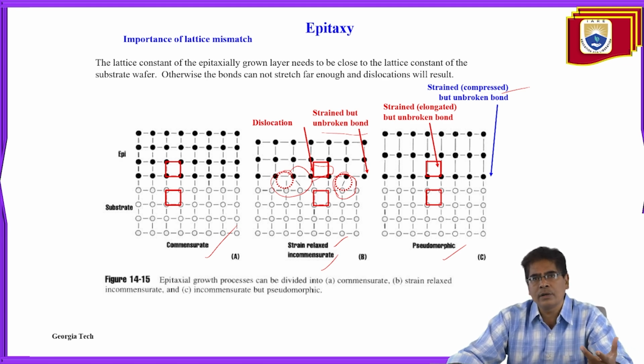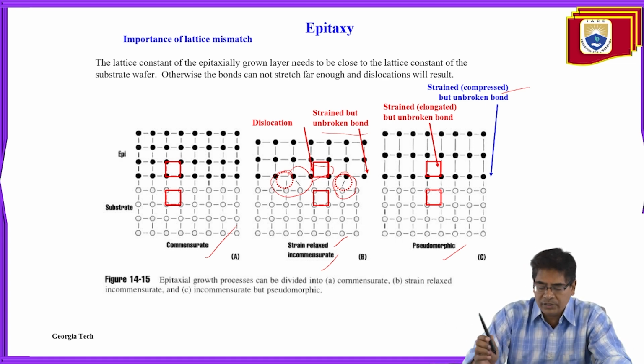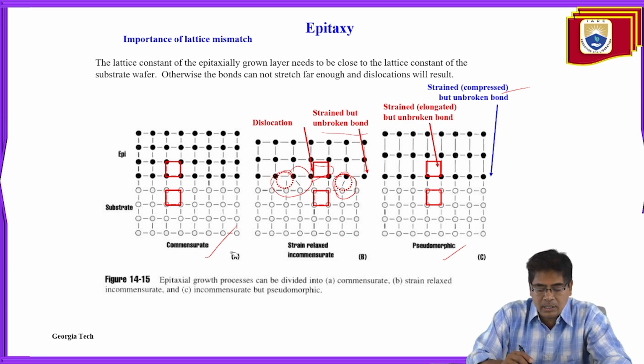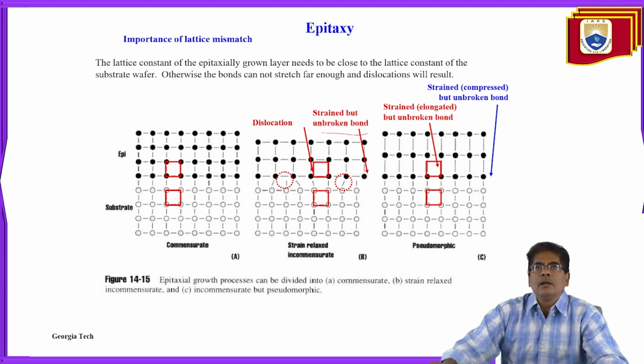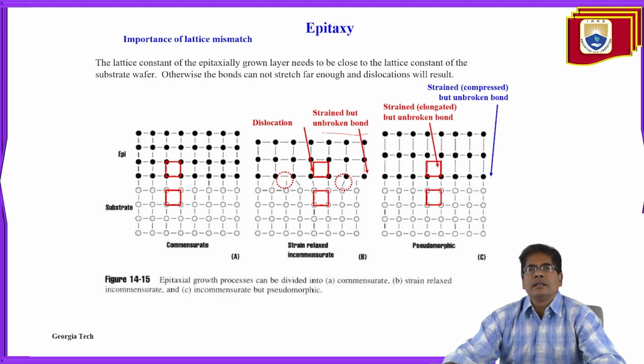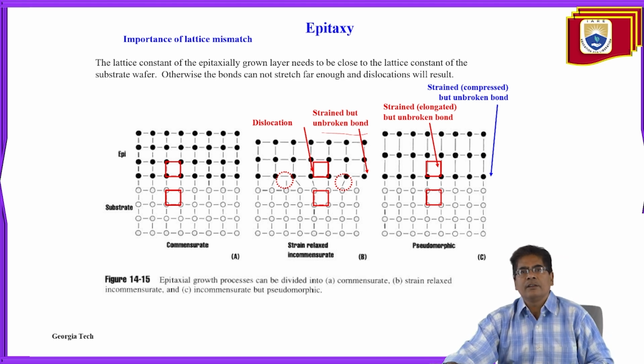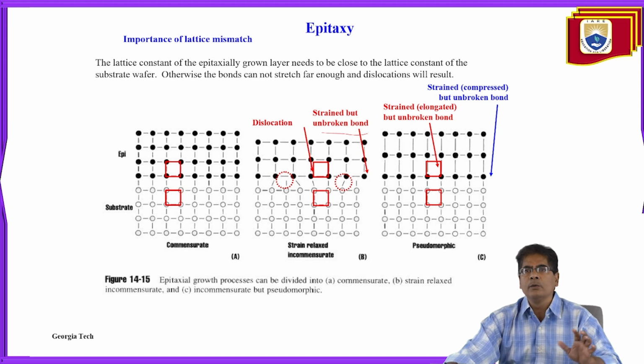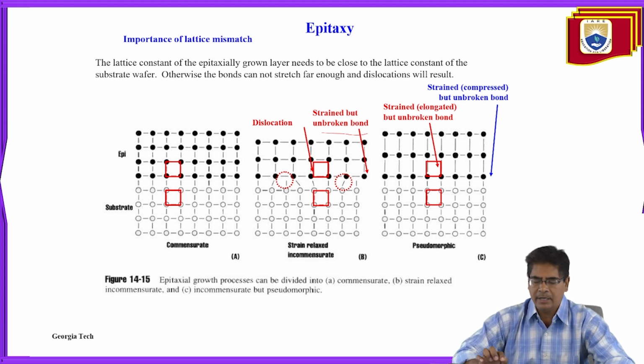So the epitaxial growth process can be divided into commensurate, strain relaxed incommensurate, and incommensurate but pseudomorphic, right? These are the different types of epitaxial growth included in that particular process.